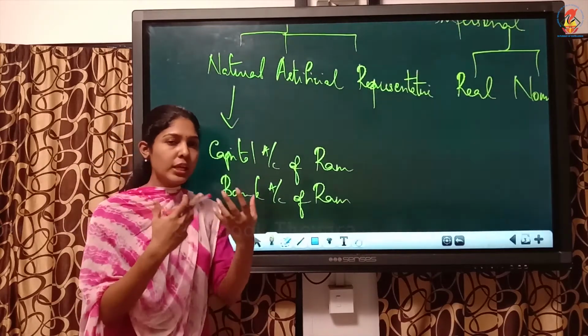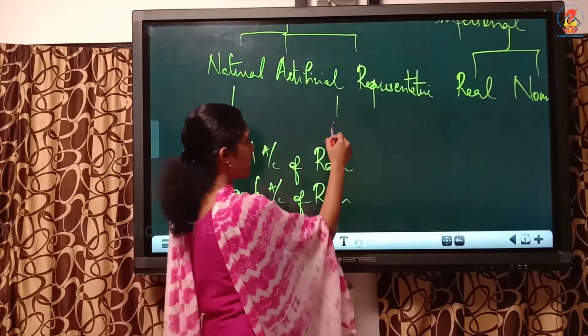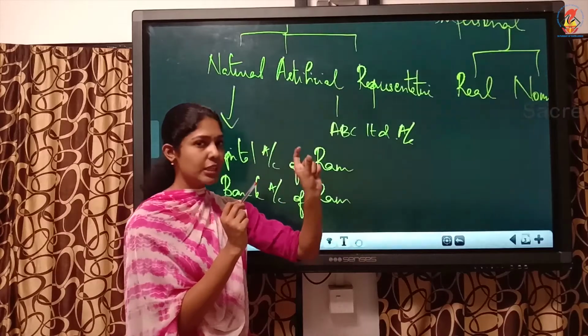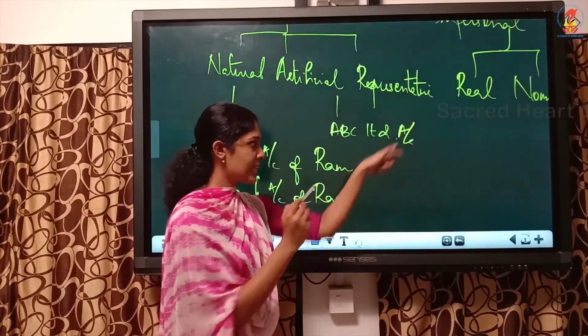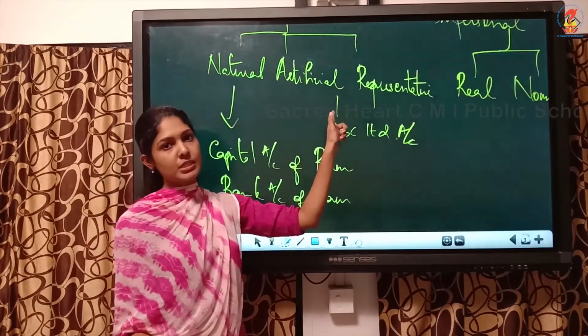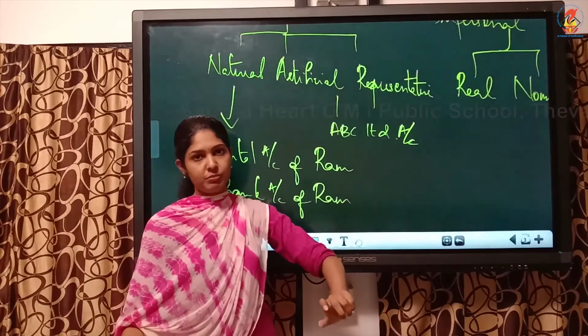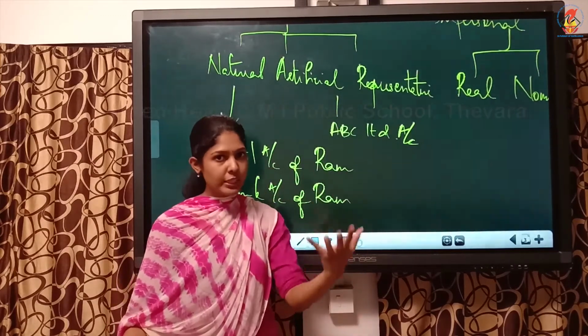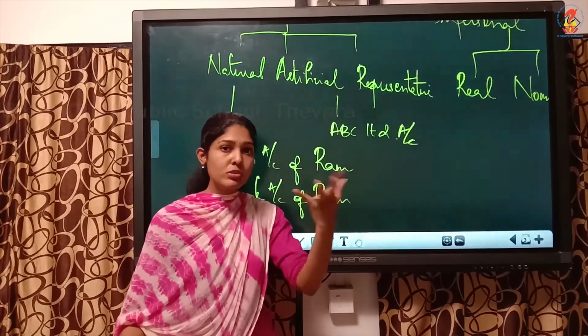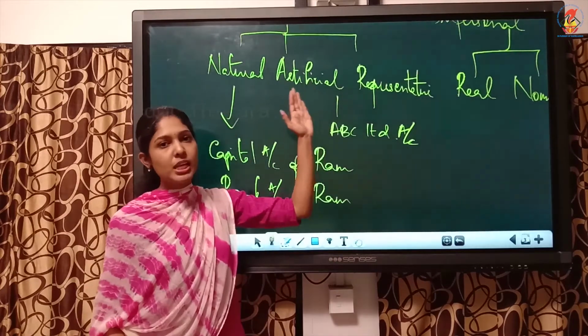If you open an account in the name of a firm like ABC Limited, account of ABC Limited or ABC Limited A/C, A/C is the short form of account. Usually in accountancy we use this short form for the term account. So ABC Limited account is artificial personal, because that is the name of a firm, or a club, a cooperative society, or limited companies. Accounts of all these will be artificial personal accounts.